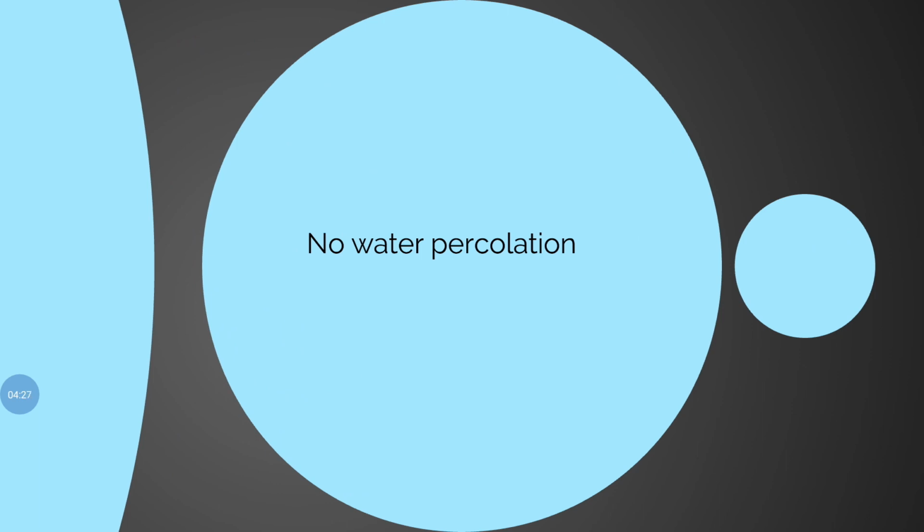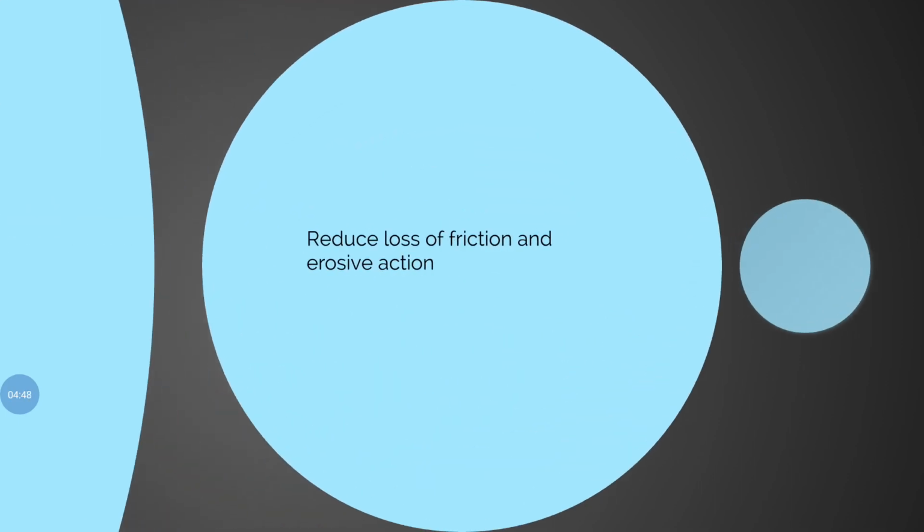Water percolation is completely eliminated, and also a possible outlet facility is placed. When we do the permanent lining, the cost of maintenance is assured to be completely low. It also reduces the loss by friction and erosive actions, and it ensures streamlined motion. I hope you have studied this in fluid mechanics, streamlined motion and all, right?